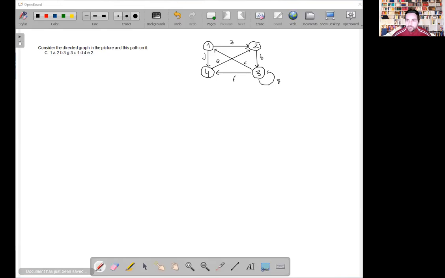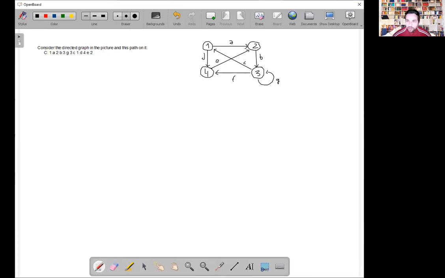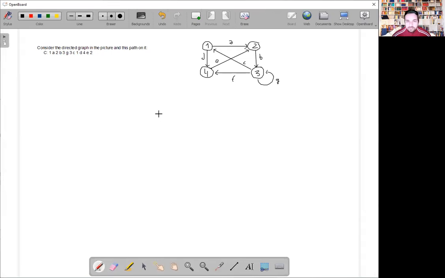And this is the problem that we are going to work on today. We need to consider this graph, the graph in this picture, and this path on it. So let's mark the path in the graph.